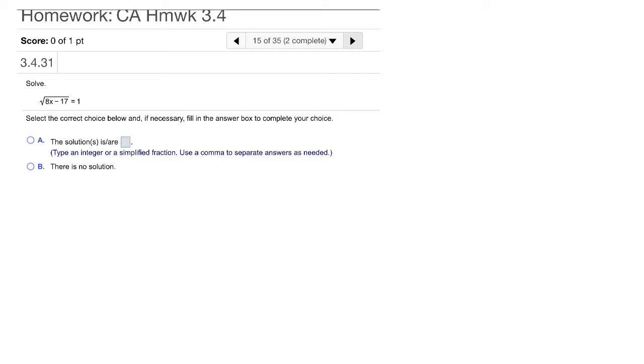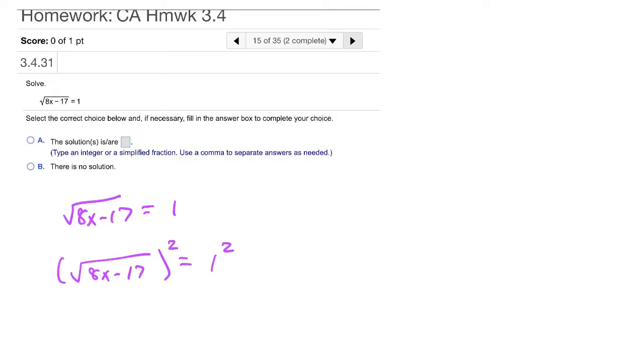All right, so when we've got a radical equation, the idea is that we isolate the radical and raise it to a power that will get rid of the radical. And so here, the radical is already isolated. And so if we just have the square root of 8x minus 17 equal to 1, if I raise that to a power to get rid of the radical, then I can just square everything.